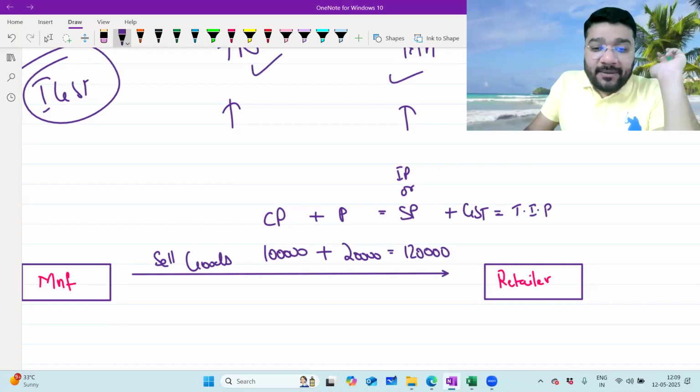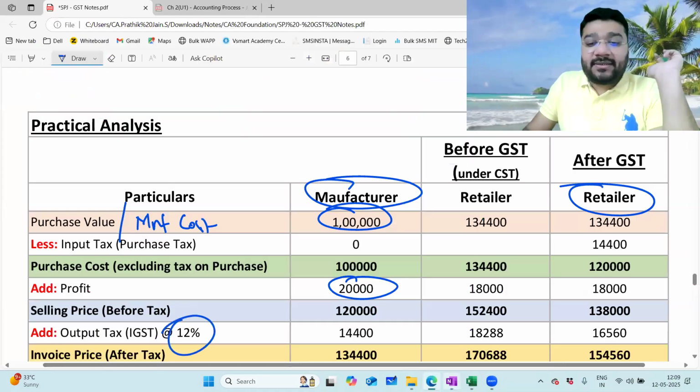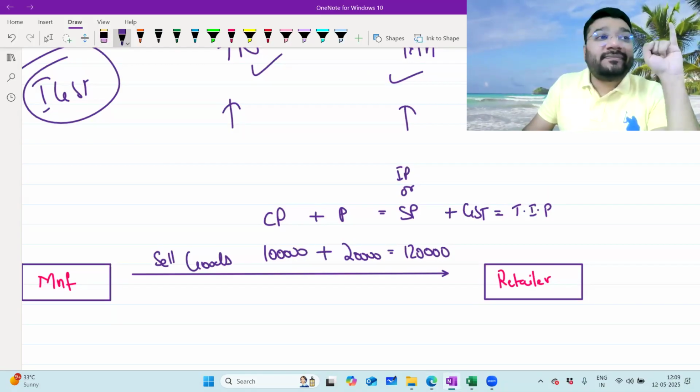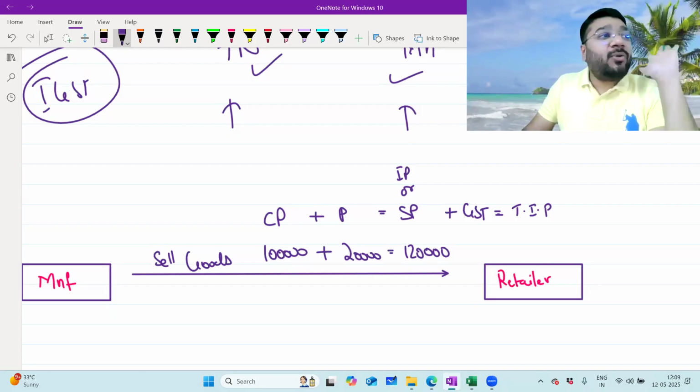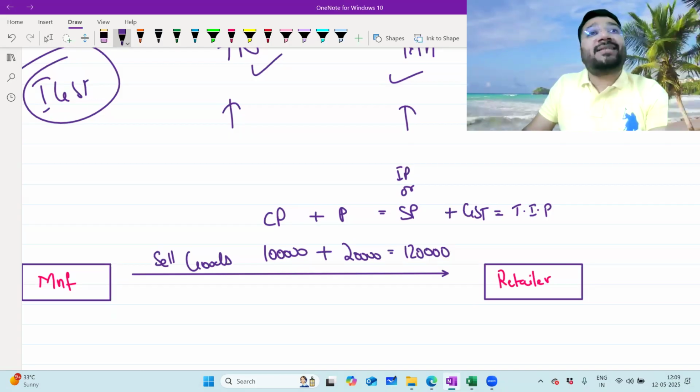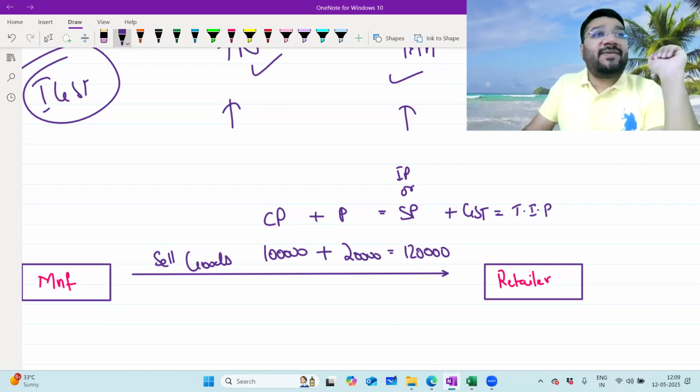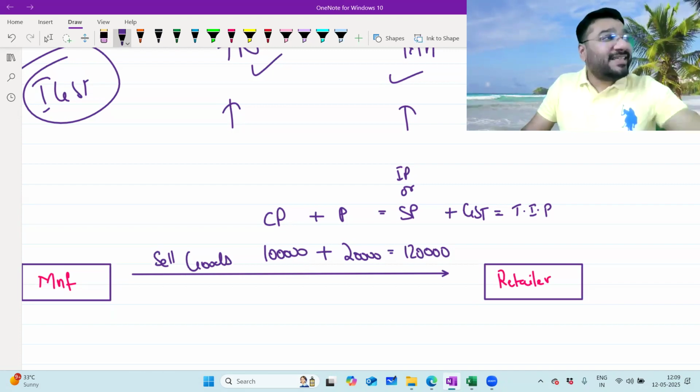So how much is GST? 12% GST. What are the GST rates? 0%, 5%, 12%, 18%, 28%. So in this, what is the rate? 12% is the rate. And let's suppose this is an interstate transaction. For an interstate transaction, what GST will come into picture? IGST will come into picture.